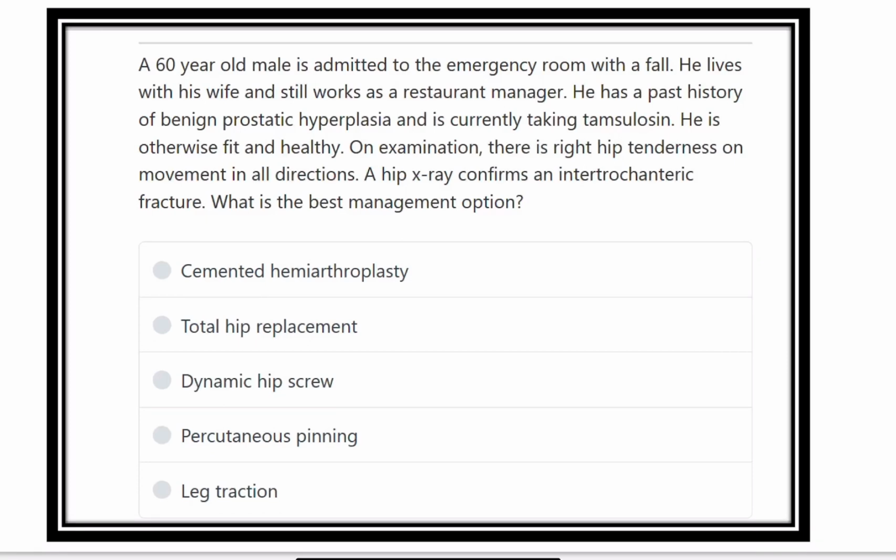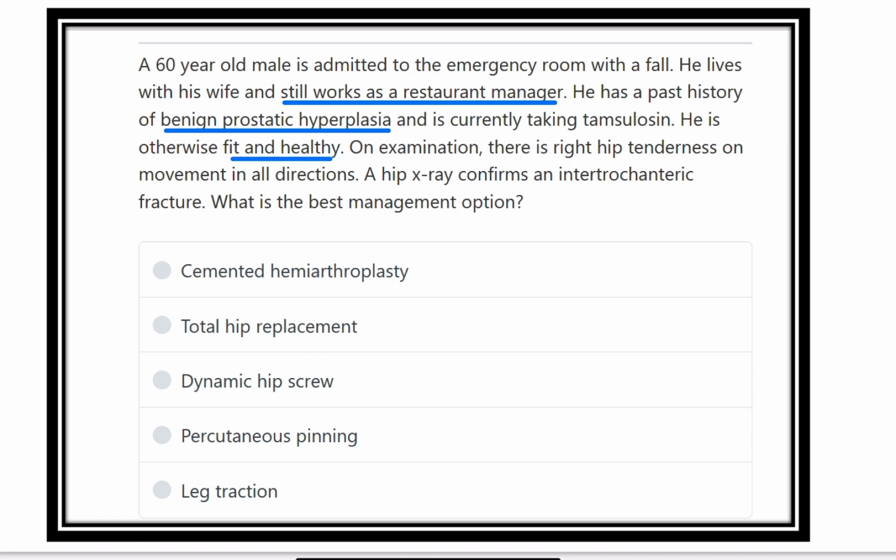A male is admitted to the emergency room with a fall. He lives with his wife and still works as a restaurant manager, so he is an active person. He has a past history of benign prostatic hyperplasia, or benign hyperplasia of the prostate, and is currently taking tamsulosin. He is otherwise fit and healthy.